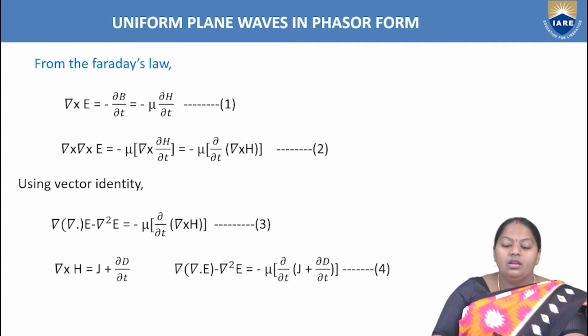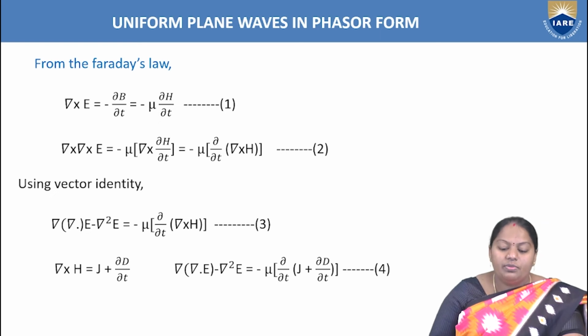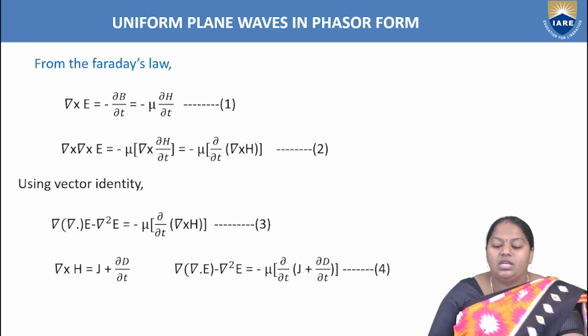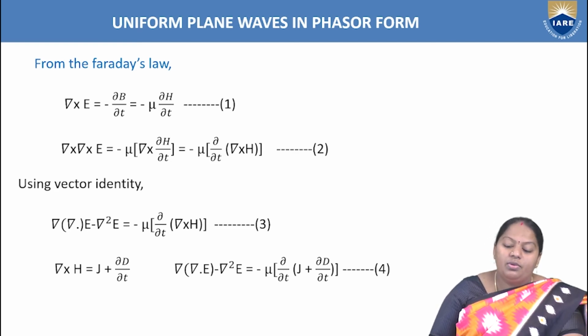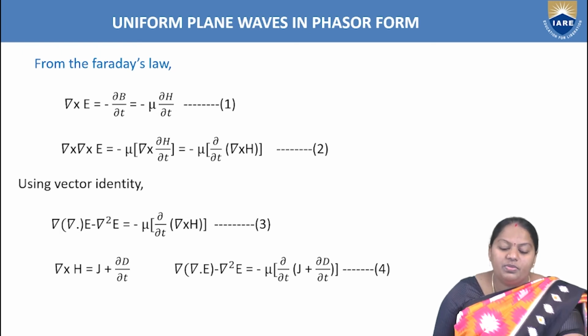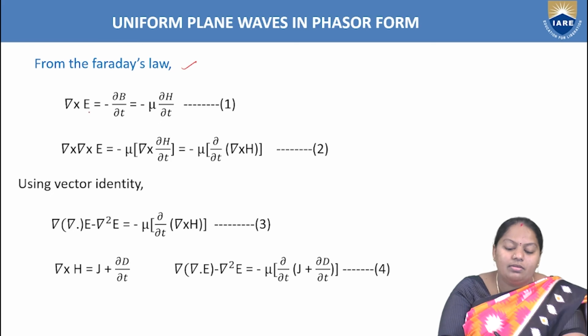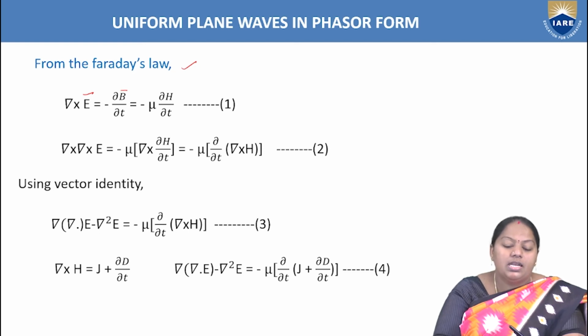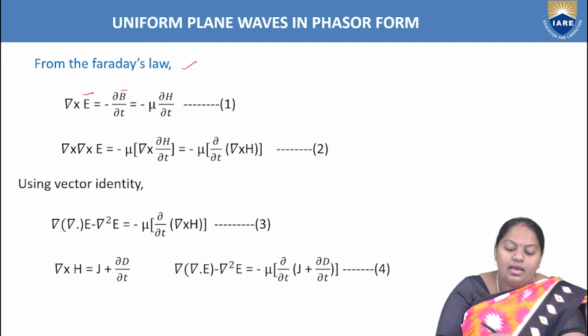Now, from the uniform plane wave equation, or the electromagnetic wave equation, we are going to see uniform plane waves in phasor form: how a uniform plane wave is represented in phasor form. In order to derive the relation, we use Faraday's law. As we know, del cross E bar equal to minus dou B bar by dou t. If we substitute B by mu into H, then it is minus mu into dou H bar by dou t. Consider this as equation number 1.